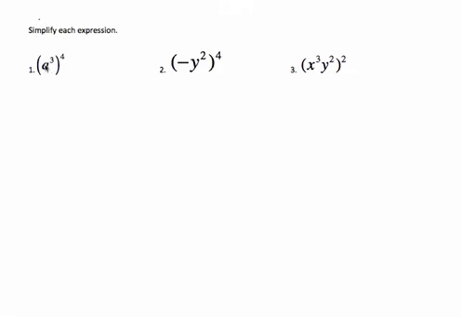In the first example, we've got a to the power of 3 raised to the power of 4. That means a cubed times a cubed times a cubed times a cubed. You just do 4 times 3, and you get a to the power of 12.